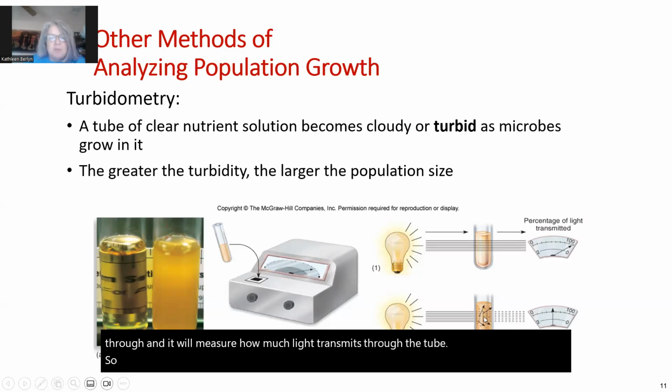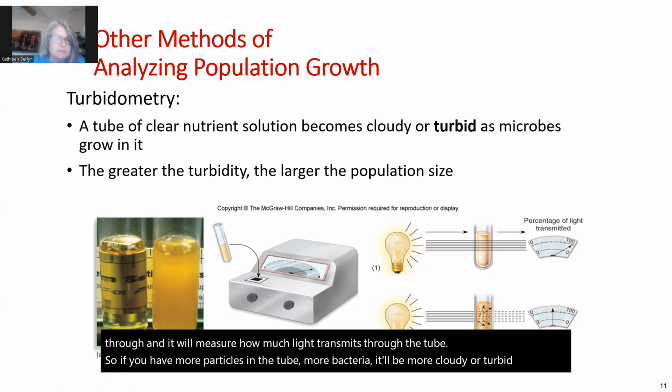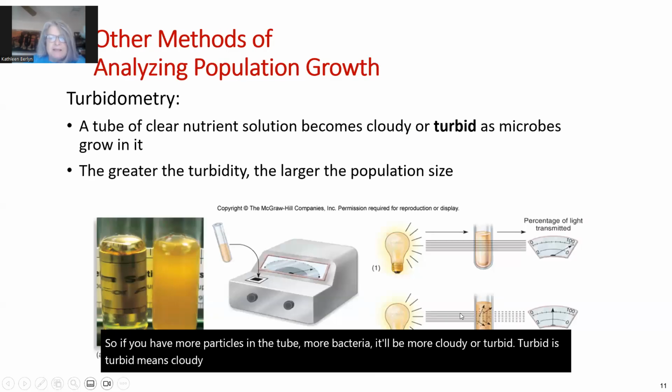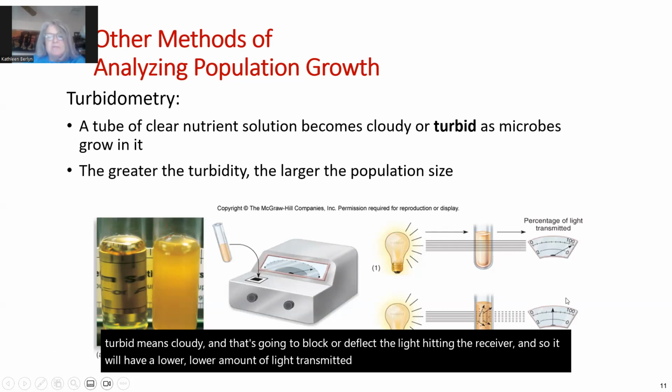So if you have more particles in the tube, more bacteria, it'll be more cloudy or turbid. Turbid means cloudy, and that's going to block or deflect the light hitting the receiver, and so it will have a lower amount of light transmitted, and we convert that into optical density.